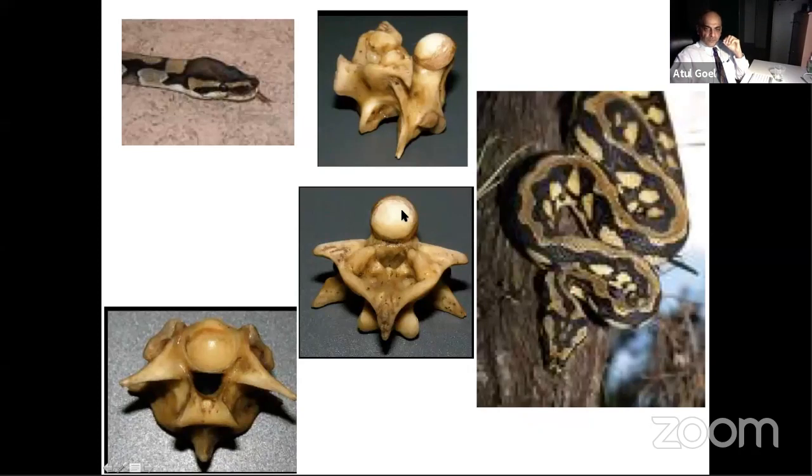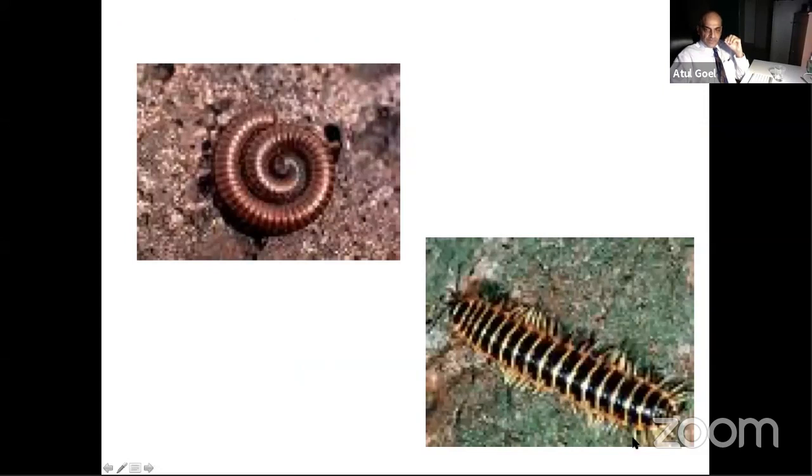So this is the intervertebral disc joint of the snake. You see, this is a ball and socket joint, and there is a very big movement in the snake's vertebra. This is a millipede. This is an invertebrate animal. There is a lot of movement. There is no bone in this animal, but there is a lot of movement. So my concept is bones do not provide movements. Movements are provided by the liquids or fluids or the disc.